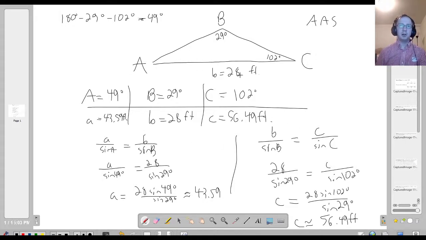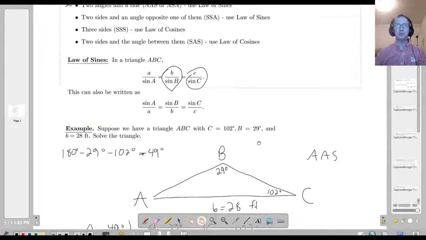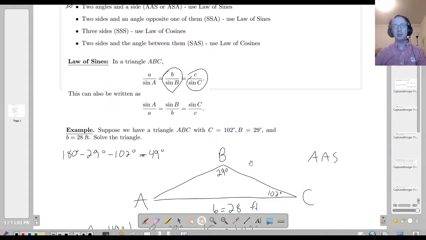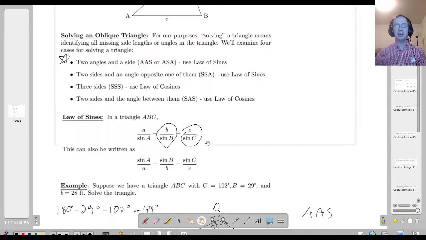So at this point, I found all the angles, and I've found all the side lengths, which means I have solved the triangle. This is our first example of solving a triangle using law of sines. And we chose to use law of sines because our setup was angle, angle, side.